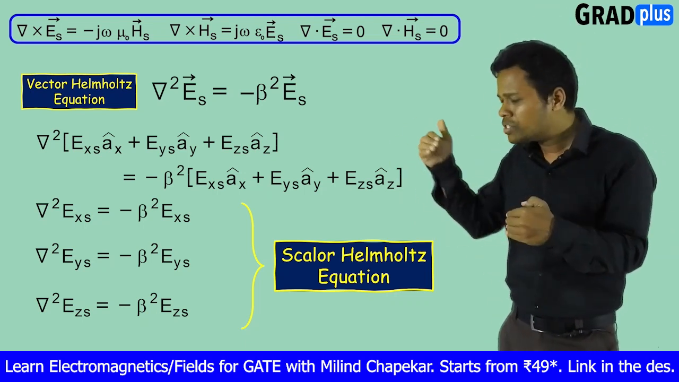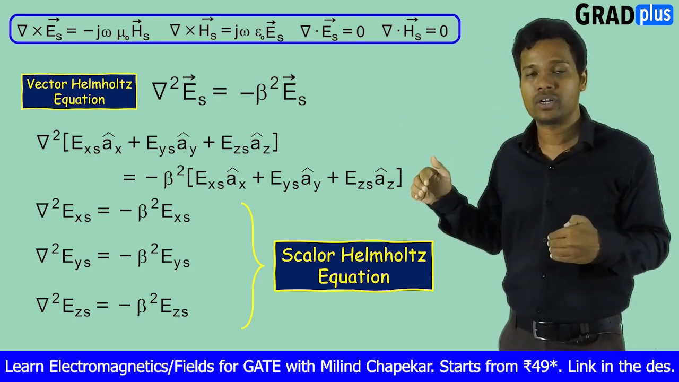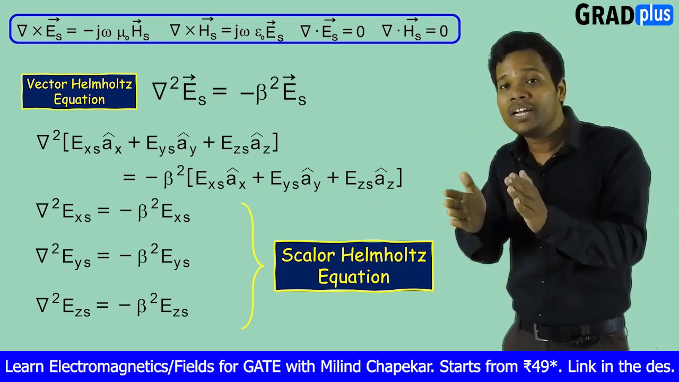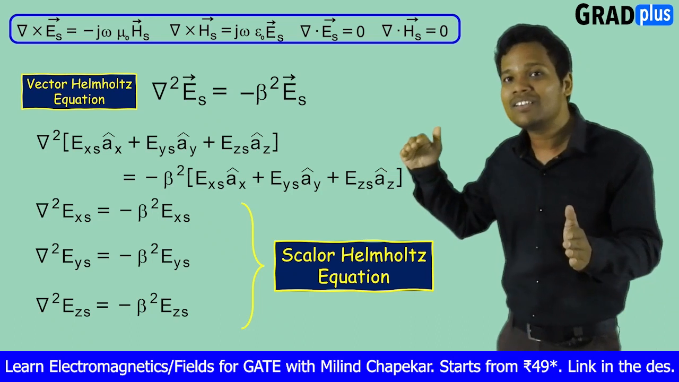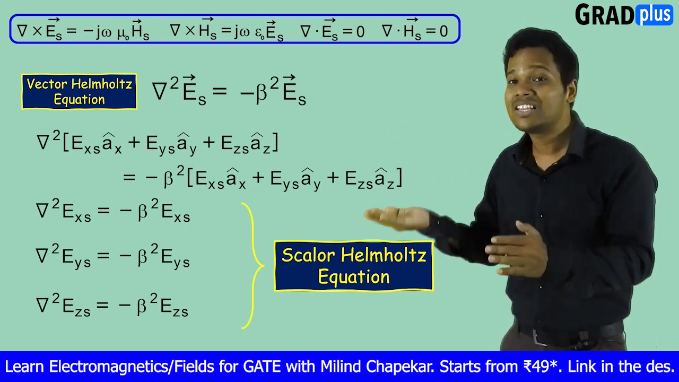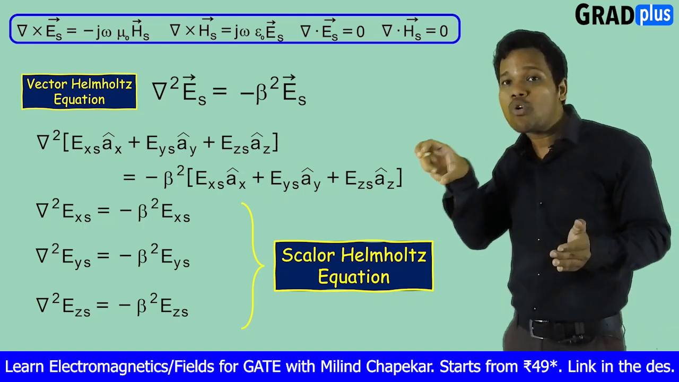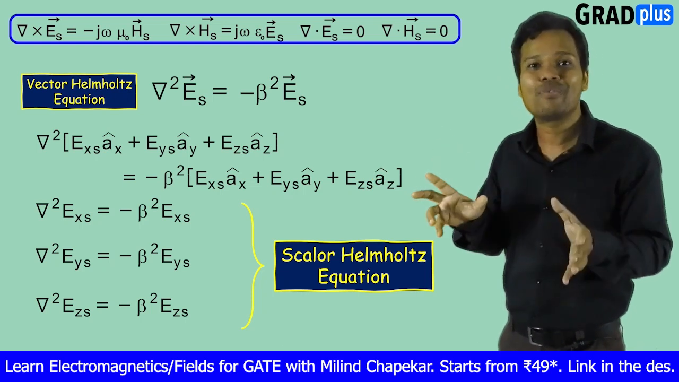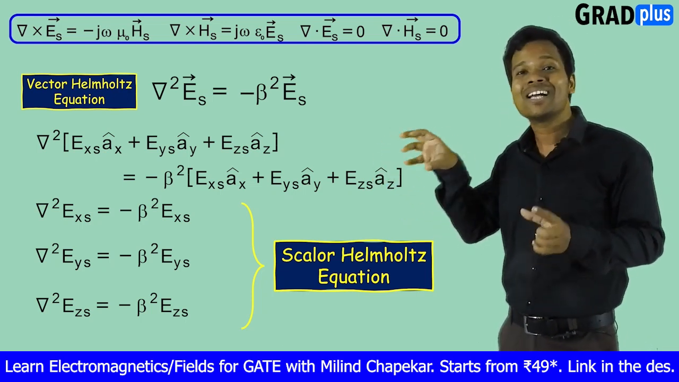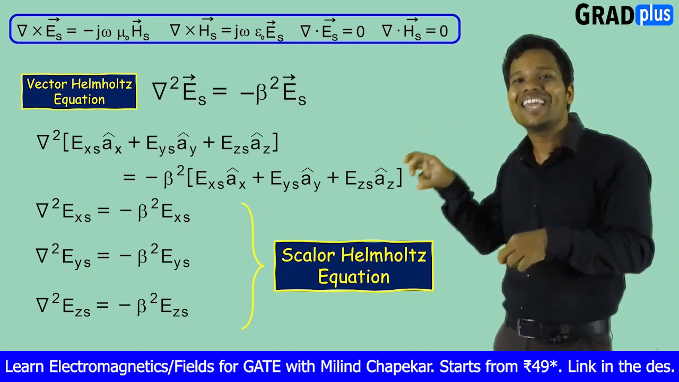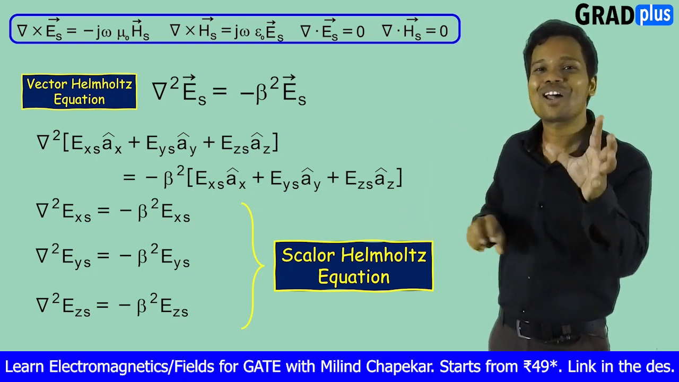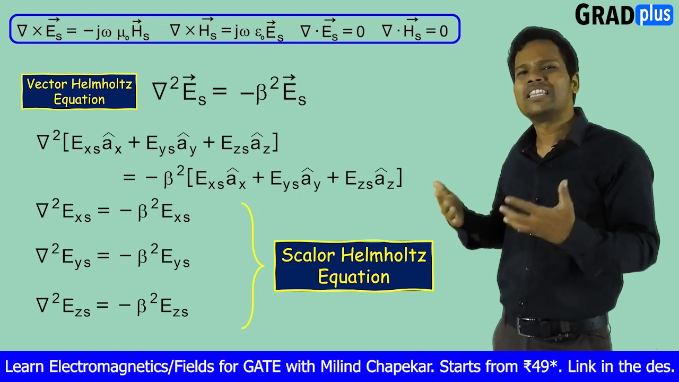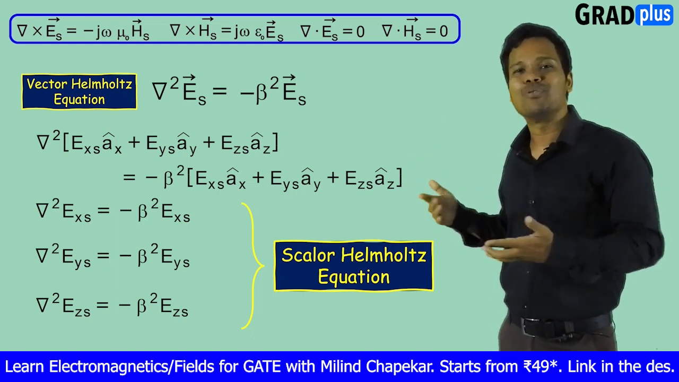Yes or no? We have just compared the coefficients of unit vectors. We didn't consider the complete vector here. The complete vector field E is present in the vector Helmholtz equation. But in the scalar Helmholtz equations, only the coefficients, that is the x component, y component and z component, without the unit vectors, are present. So these are scalar equations, and these three equations are known as scalar Helmholtz equations. Am I right?